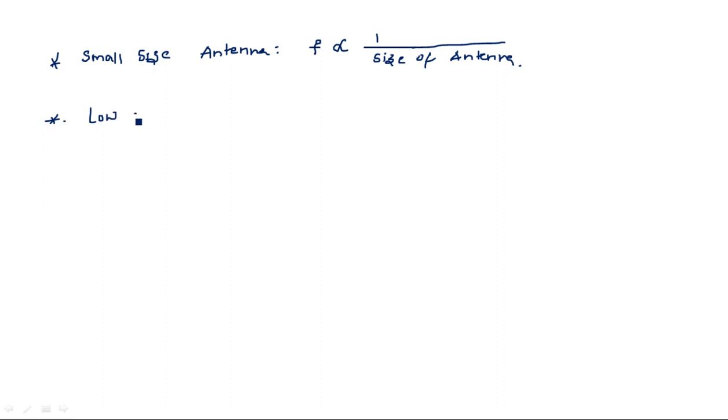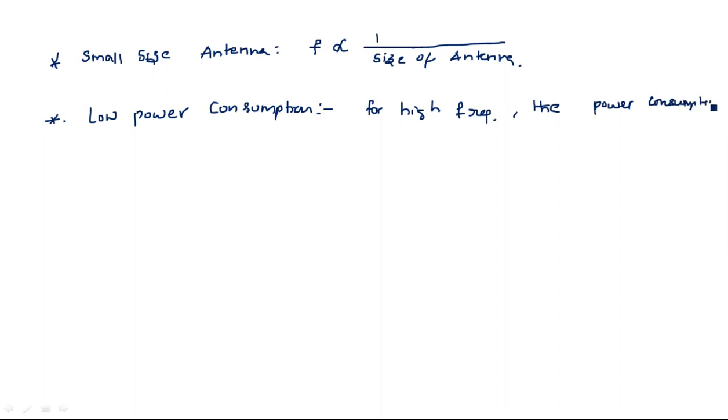Next one is low power consumption. What do we mean by low power consumption? To operate a system at low frequencies, it consumes more power. But if you are working with high frequencies, the power consumption of the system is very low. For low frequencies, the power consumption is very high. That's why it is better to use high frequencies.